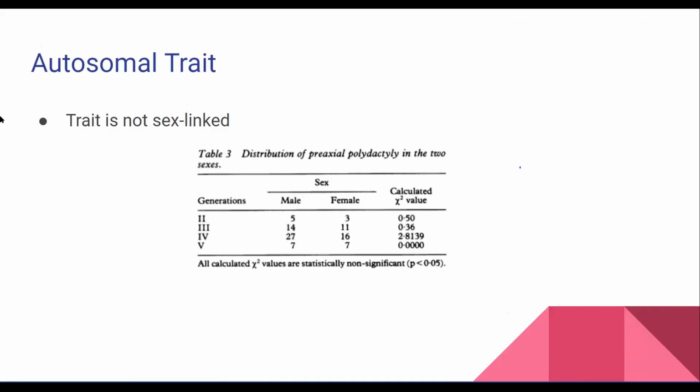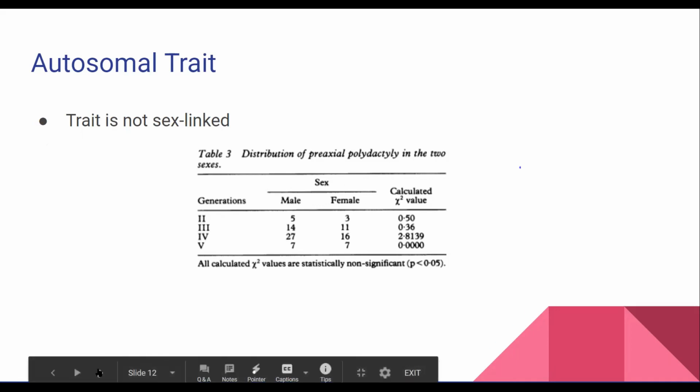Similarly to what was said earlier, this determined that the trait is not sex-linked, even though it occurs most often in men. You can see by the chart here and the calculated chi-squared values that there was an even distribution between males and females in each of the generations. So this proved that the trait was independent of sex and is an autosomal dominant gene.